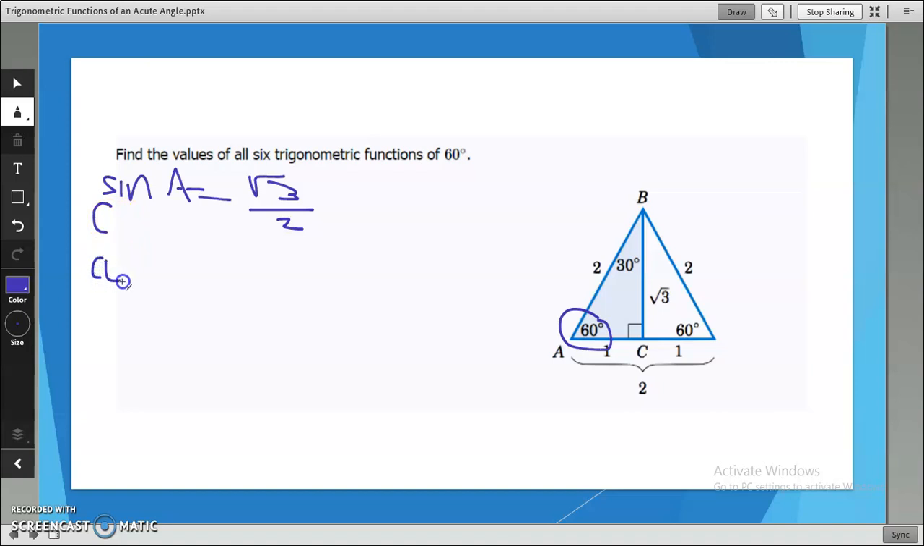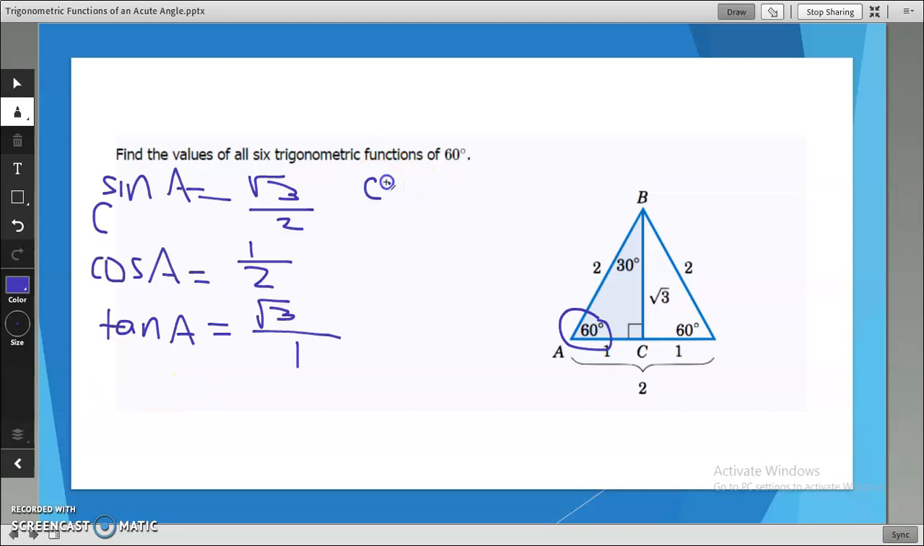This is too close. I'm going to have to come down here. Forgive me. Cosine A is CA, so that's adjacent over hypotenuse. So the adjacent value here is 1, and the hypotenuse again is 2. Tangent is TOA, which is opposite over adjacent. So the opposite value is root 3, and the adjacent value is 1, or just plain old root 3.